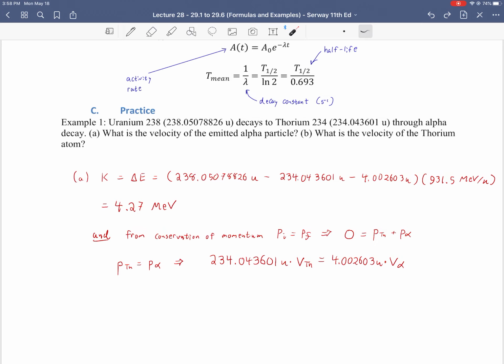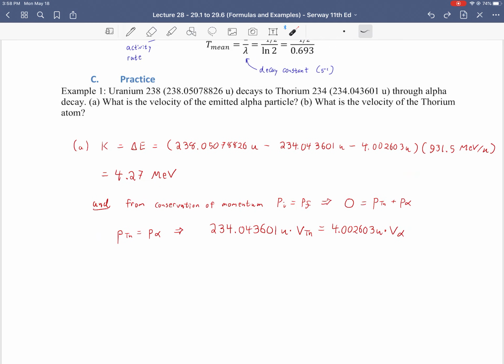Okay, well, that's going to tell you that the velocity of the alpha particle must be much greater. And indeed, it is conservation of momentum that always points to the smaller product of the radioactive decay being the faster one. Energy alone wouldn't tell us that. Okay, and so then we can find that the velocity of the alpha particle is going to be 58.5 times faster than the velocity of the thorium atom.